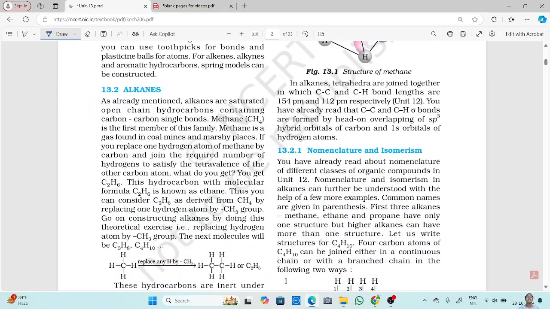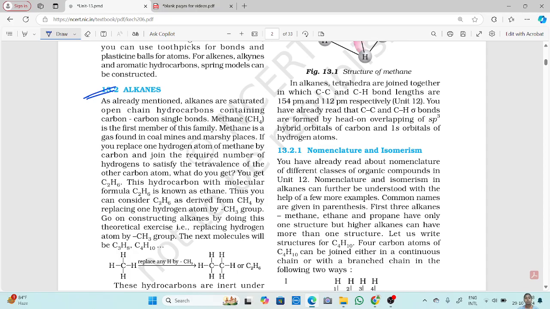Now, first we will start with alkanes, then we'll go to alkenes and alkynes, and last we will deal with aromatic hydrocarbons. So let's start with alkanes today. Now alkanes, as already mentioned, are saturated open chain hydrocarbons containing carbon-carbon single bonds. When I was explaining saturated hydrocarbons, I explained that alkanes are the saturated hydrocarbons with single bonds between carbon and carbon.